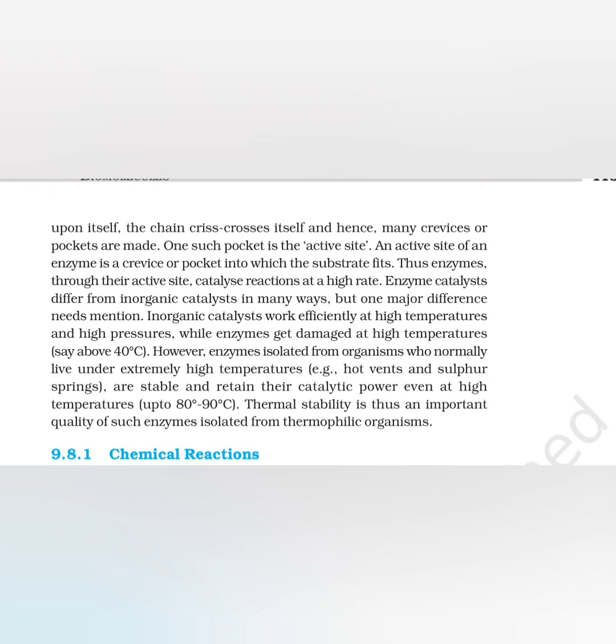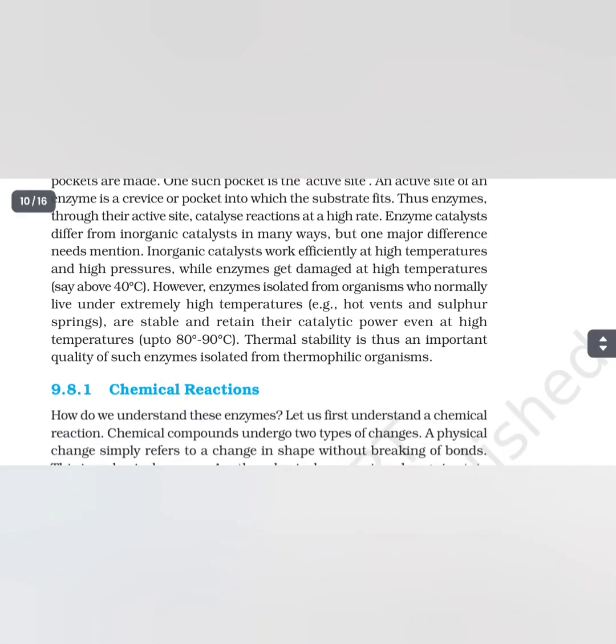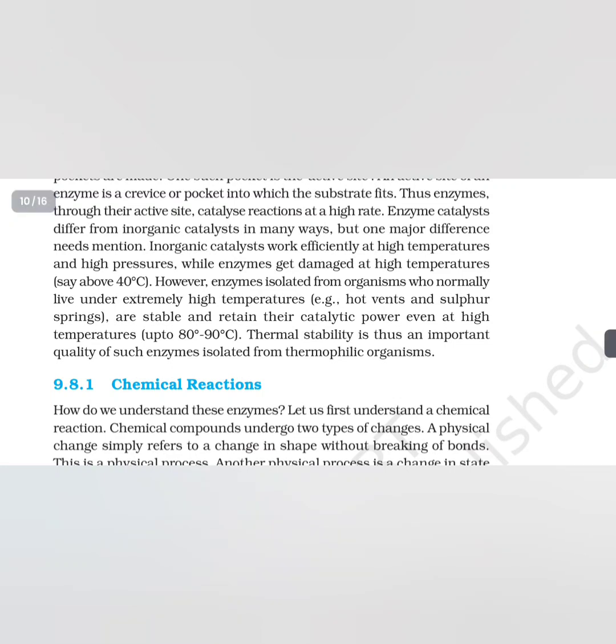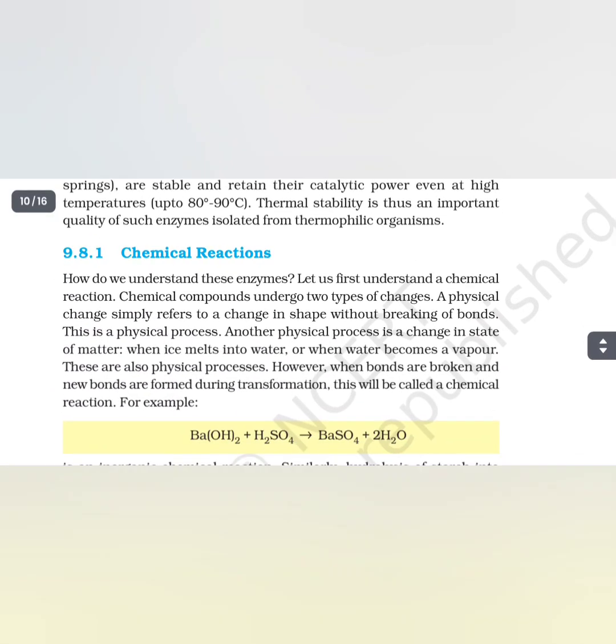Enzyme catalysts differ from inorganic catalysts in many ways, but one major difference needs mention. Inorganic catalysts work efficiently at high temperatures and high pressures, while enzymes get damaged at high temperature. However, enzymes isolated from organisms that normally live under extremely high temperatures, for example hot vents and sulfur springs, are stable and retain their catalytic power even at high temperature. Thermostability is thus an important quality of such enzymes isolated from thermophilic organisms.